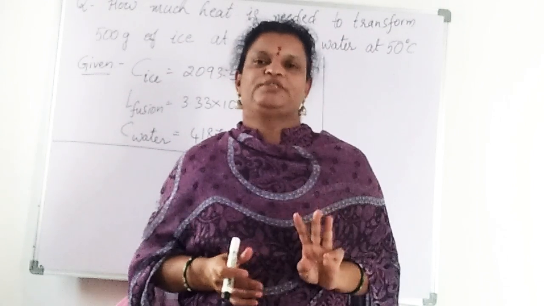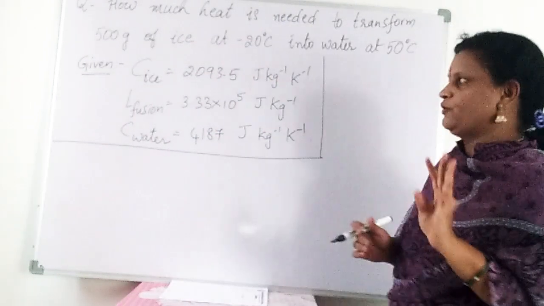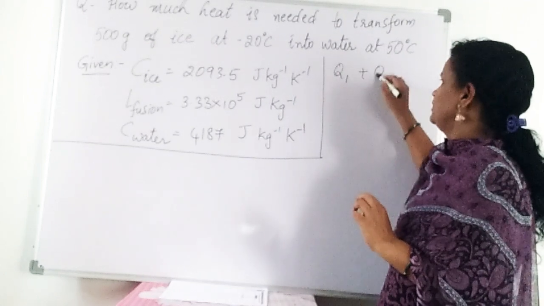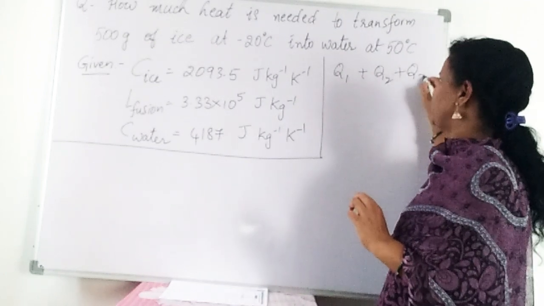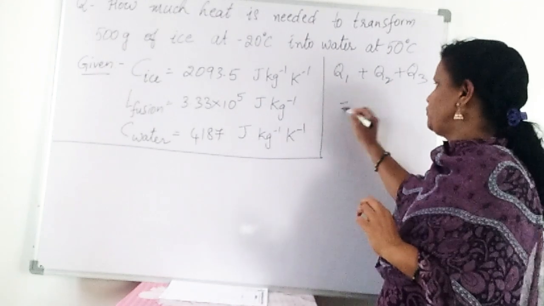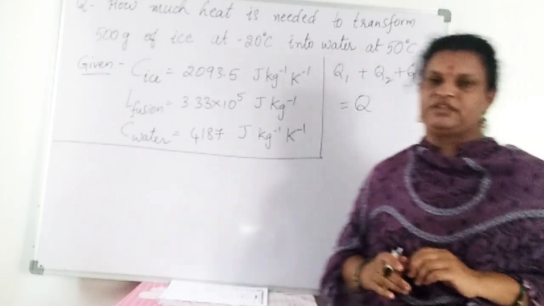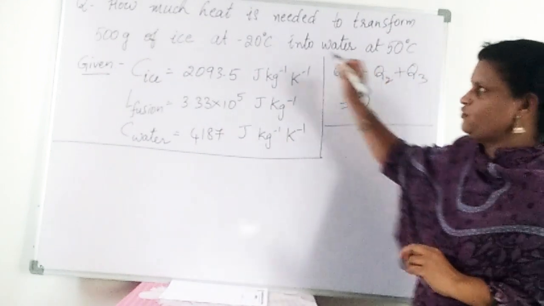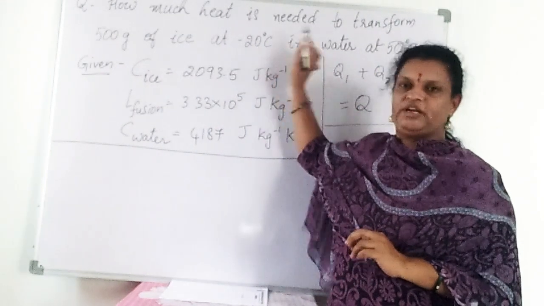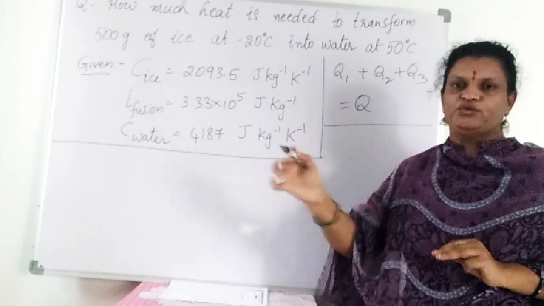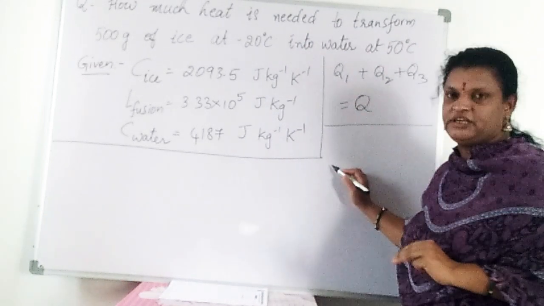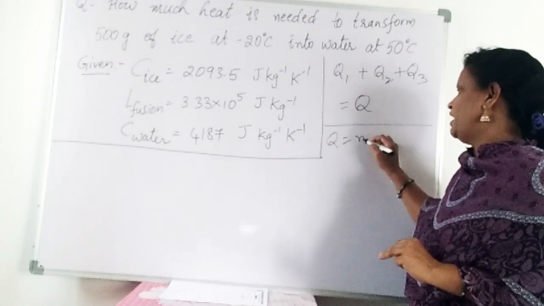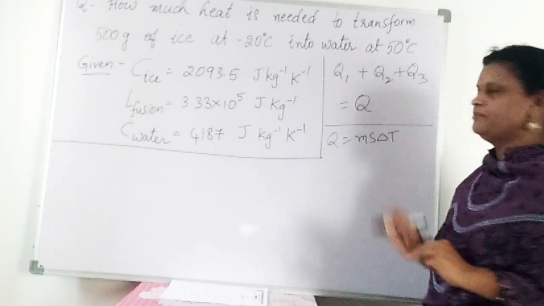So three different steps are occurring here. That is why, to calculate this, we have to calculate three different heats and after that add them together. We will get the answer for this question, right? First, ice is converting from minus 20 to 0, which means there is a temperature difference. Here we can use the formula Q is equal to ms delta T or mc delta T.